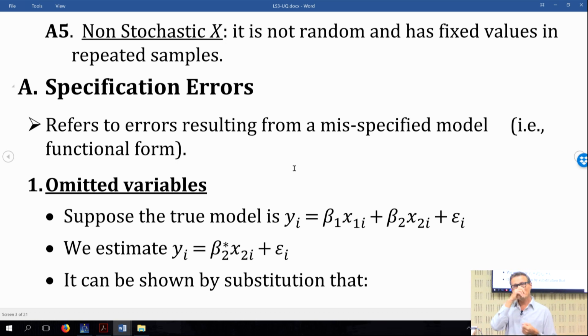So the way that works, you can see here, and I'll just walk you through one. If the true model, the unknown true model, is beta 1 times x1 plus beta 2 times x2, right? That's the truth. That's the real process that generates the data. But we estimate a model, yi equals beta 2 x2i. So we fail to include the effect of x1. The effect of x1 is beta 1, right? So we fail to include x1.